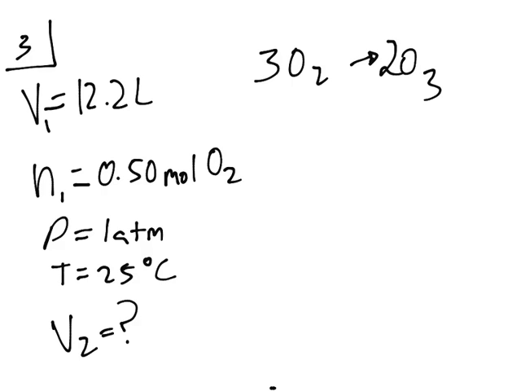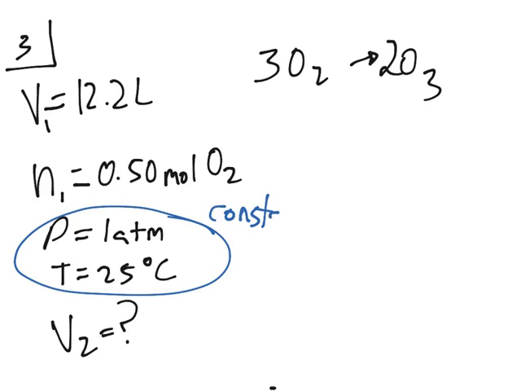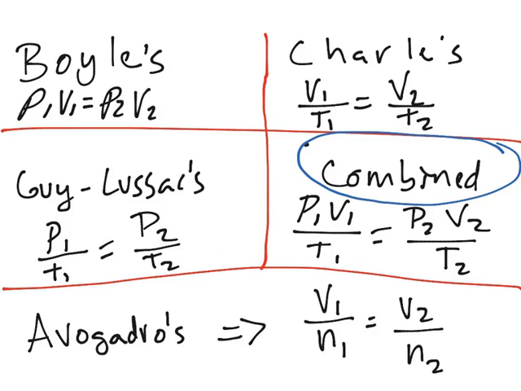Now, there's a key sentence here that you have to pay attention to. If all of this oxygen is converted to ozone at the same temperature and pressure, what will the volume of ozone be? So at the same temperature and pressure. That's telling us already that this section here will be constant. So there's only one equation that has the number of moles as a variable, and that is Avogadro's law. And Avogadro's law says that V1 over N1 is equal to V2 over N2.